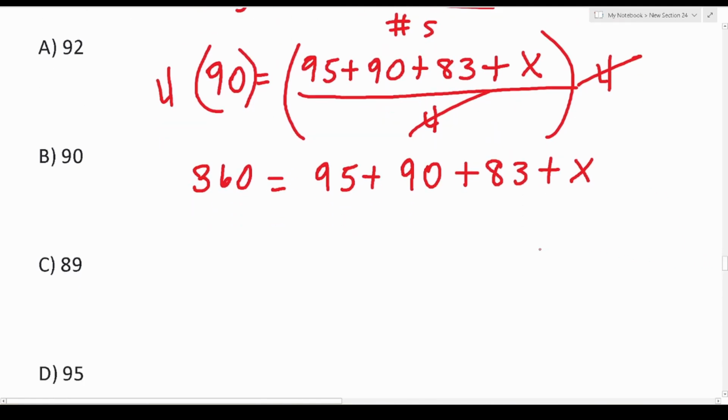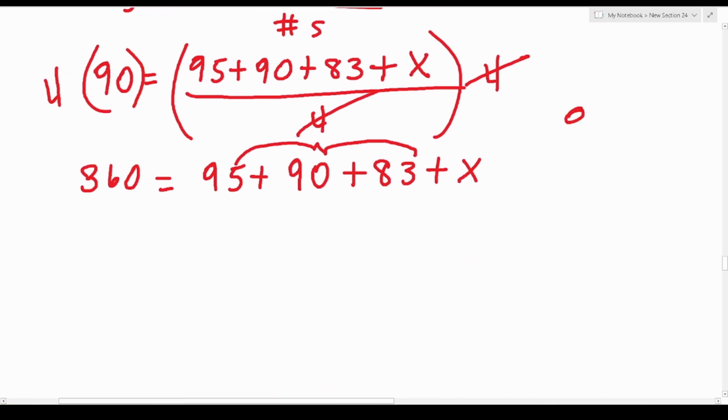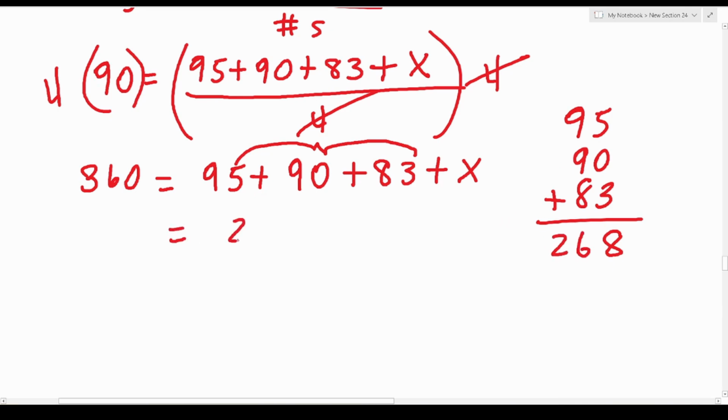All right, so now we just have to solve for X, and we can move all these values to the left. But before moving them one by one, I'm just going to go ahead and combine these. So we have 95, 90, and 83. 5 plus 3 is 8. 9 plus 9 is 18. 18 plus 8 is 18, 19, 20, 21, 22, 23, 24, 25, 26. So we can see this is 268. This is 268 plus X equals 360.